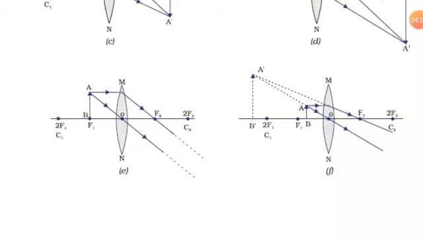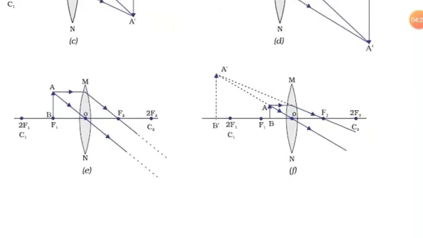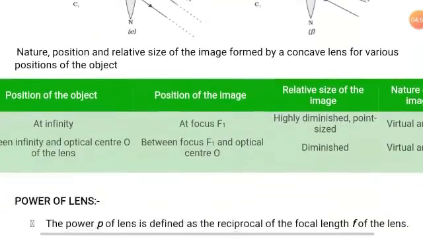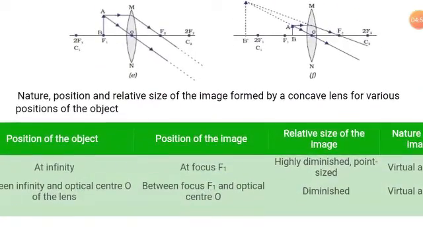What will happen if the object is at F1? The image will be formed at infinity. What will happen when the object is between F1 and the pole? The image will be formed behind, on the same side as the object, and it will be virtual and erect. Only in the last case is a virtual and erect image formed, and it will be enlarged.